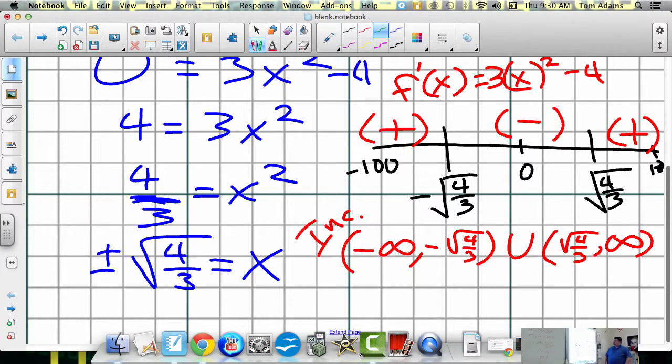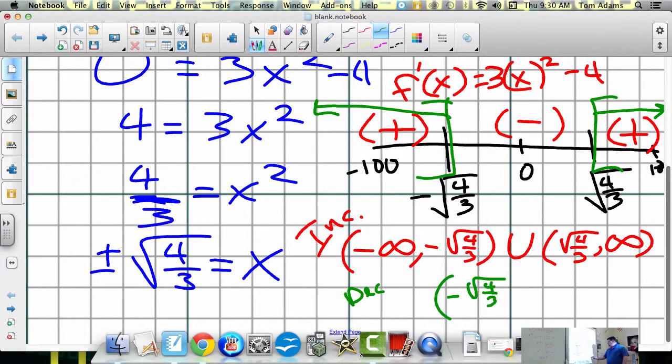Where's it positive at? From here all the way that way to negative infinity. Where is it positive at? From here all the way this way to infinity. Where is it negative at? In between. So it's going to be decreasing from negative root 4 over 3, comma, root 4 over 3.